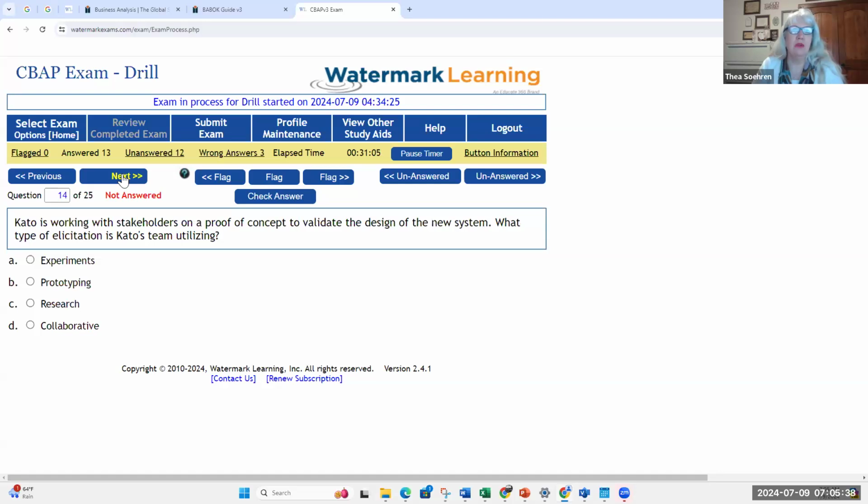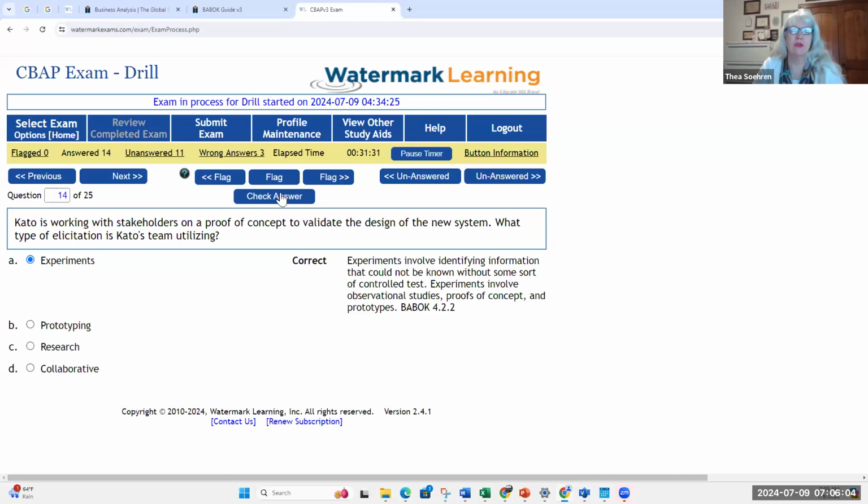Cato is working with stakeholders on a proof of concept to validate the design of a new system. What type of elicitation is Cato's team utilizing? Is it experiments, prototyping, research, or collaborative? Design of experiments. I got two A's, and that is correct.